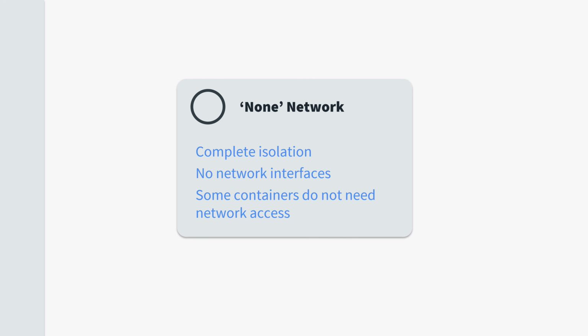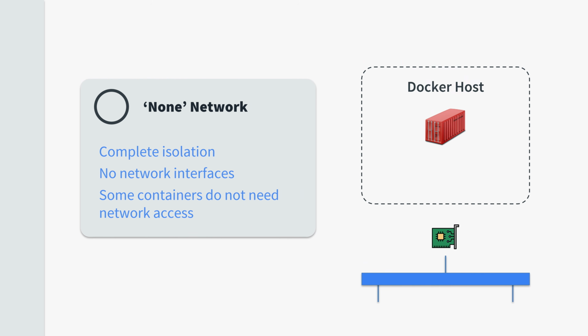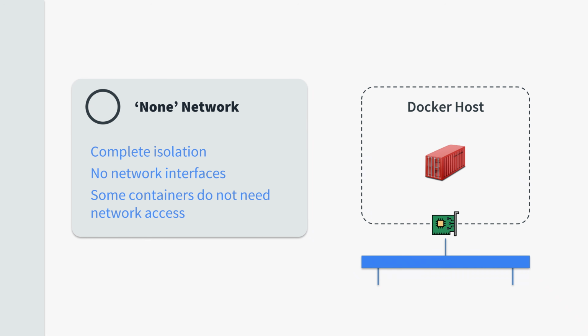The bridge network is good for isolation. It keeps containers separated from the outside world and from containers on other networks. Another network type that takes isolation to the extreme is the none network. When you attach a container to none, it has no network interfaces at all. It is completely cut off from all network communication.